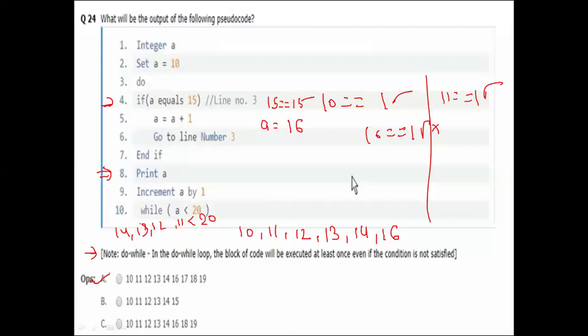The correct answer for the question is option number A. So 10, 11, 12, 13, 14, 15 will not be printed. Then 16, 17, 18 and 19. In option number C, if you notice, 17 is missing, but 17 will be printed.